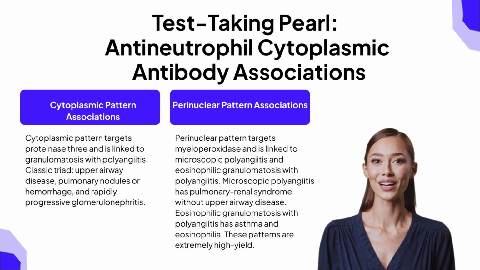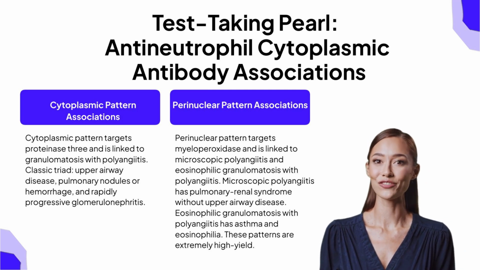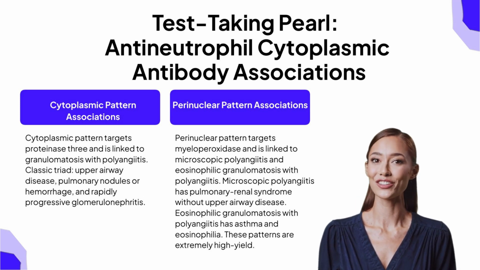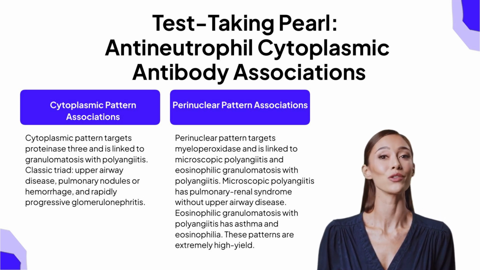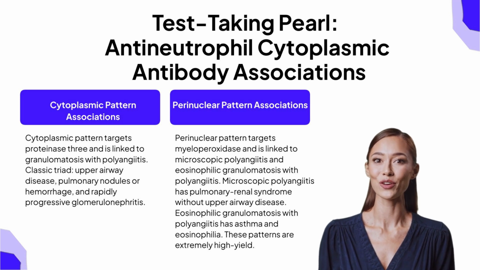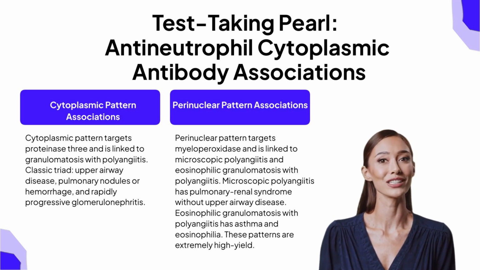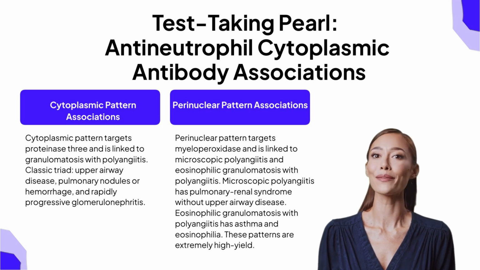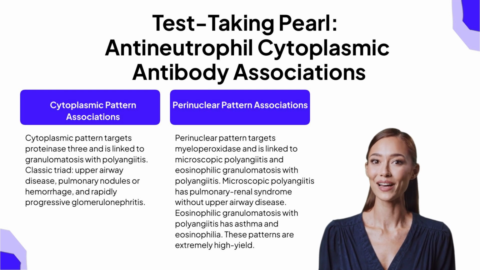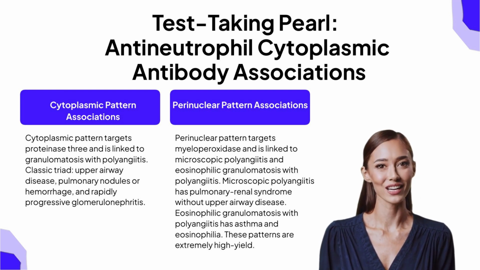This is an extremely high-yield test-taking pearl about anti-neutrophil cytoplasmic antibody associations. The cytoplasmic staining pattern targets proteinase 3 and is strongly associated with granulomatosis with polyangiitis. The classic triad for granulomatosis with polyangiitis is upper airway disease with sinusitis and saddle nose deformity, pulmonary involvement with nodules or hemorrhage, and rapidly progressive glomerulonephritis. If you see sinuses plus lungs plus kidneys on a board question, think cytoplasmic pattern and granulomatosis with polyangiitis.